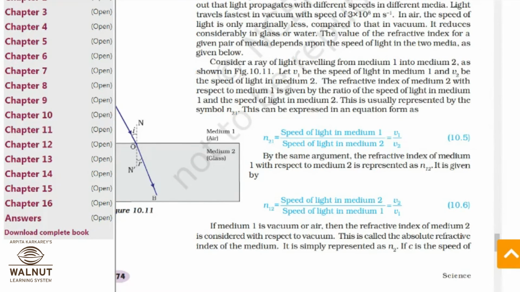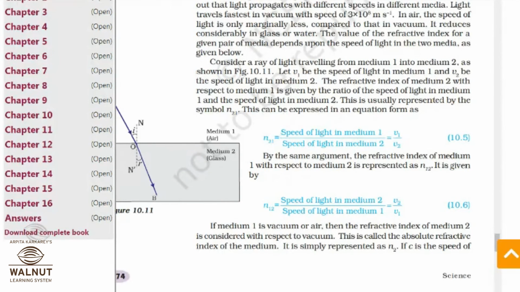By the same argument, the refractive index of medium 1 with respect to medium 2 will be given by N12, because it is speed of light in medium 2 divided by speed of light in medium 1. So it will be V2 divided by V1. Got it, everyone? So if the speed of light in medium 1, that means in air, is given, divided by the speed of light in glass, you calculate this and you will get the refractive index of the glass with respect to air.